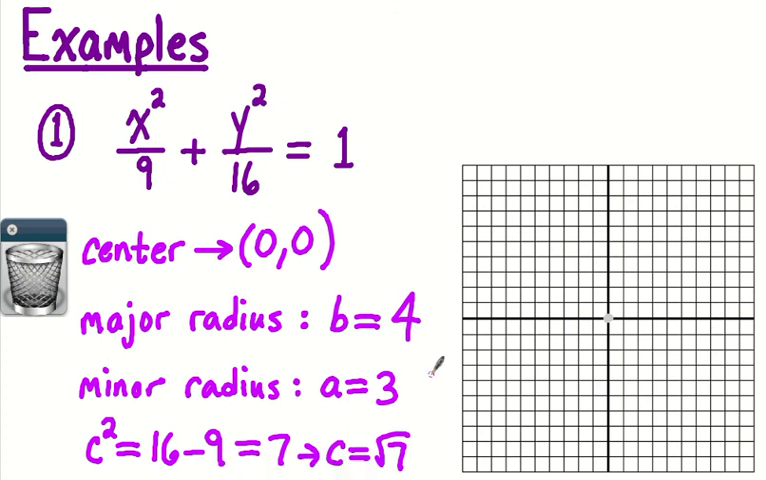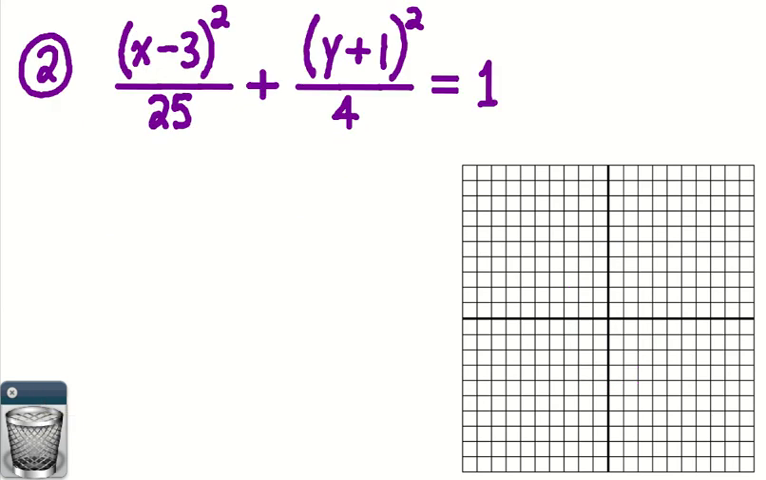So there's my center. My major radius is actually B, so 1, 2, 3, 4 in that direction, and likewise. My minor radius is actually my A value, so 3 and 3. That means my focus points would be on this axis, root 7 away from the origin, basically. But there's my oval, my ellipse. And that's basically example 1, done and dusted.